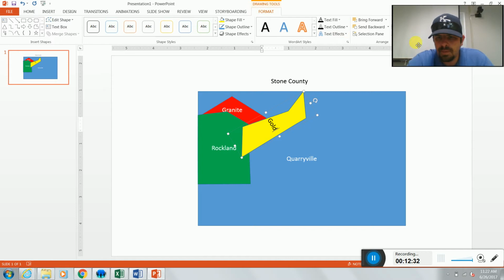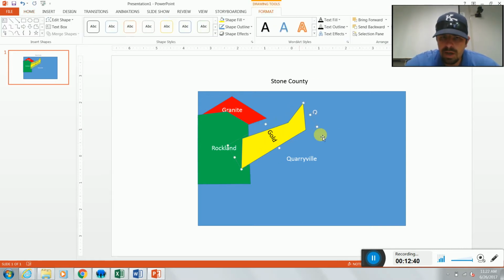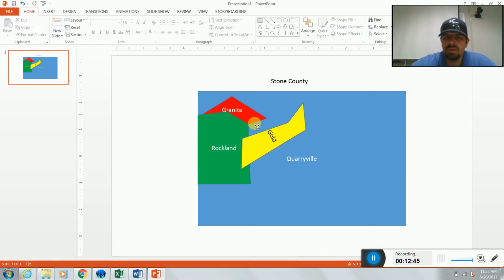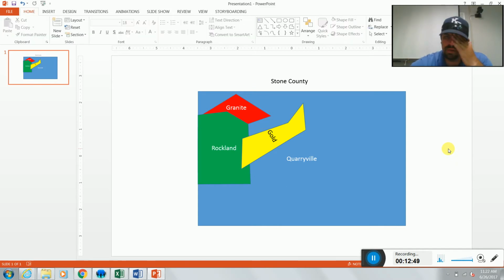Gold. Okay. So we have 4 towns in Stone County. And they are Rockland, Granite, Gold, and Quarryville. Okay. So the purpose of what we're doing here is to look at what happens to the votes of these over time.